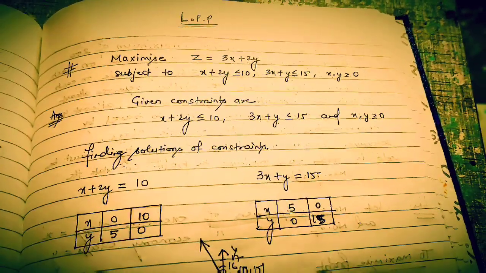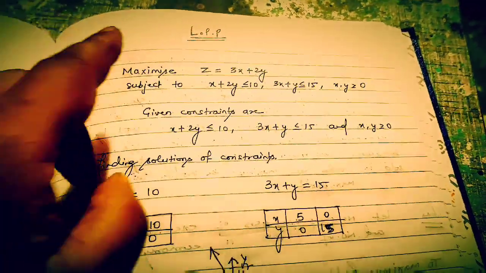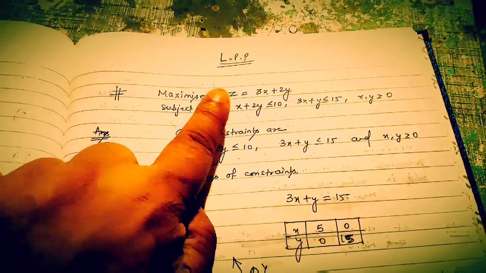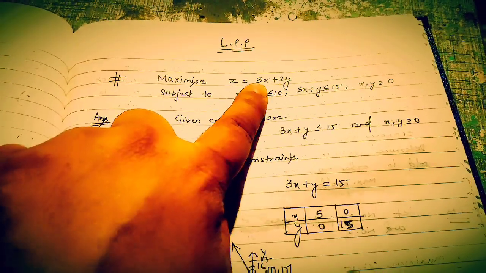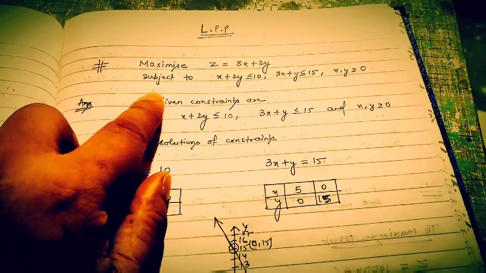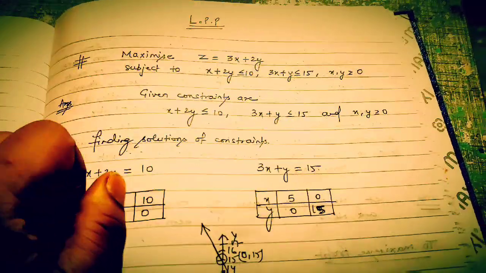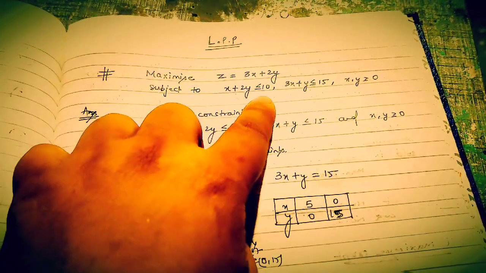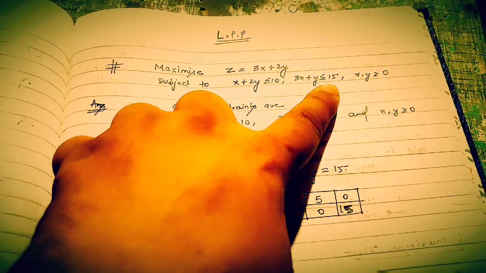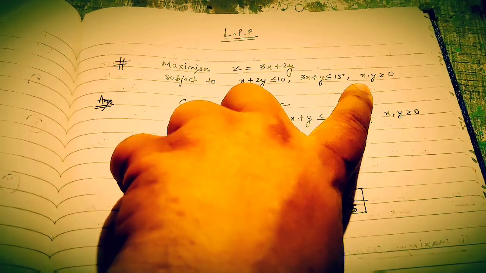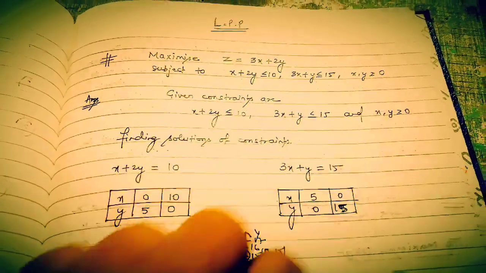function. So as we are seeing in the first question, we have to maximize the objective function which is given as 3x plus 2y. Relating to the subject constraints, some linear inequalities are given: x plus 2y less than or equal to 10, 3x plus y less than or equal to 15, and x, y greater than or equal to 0.